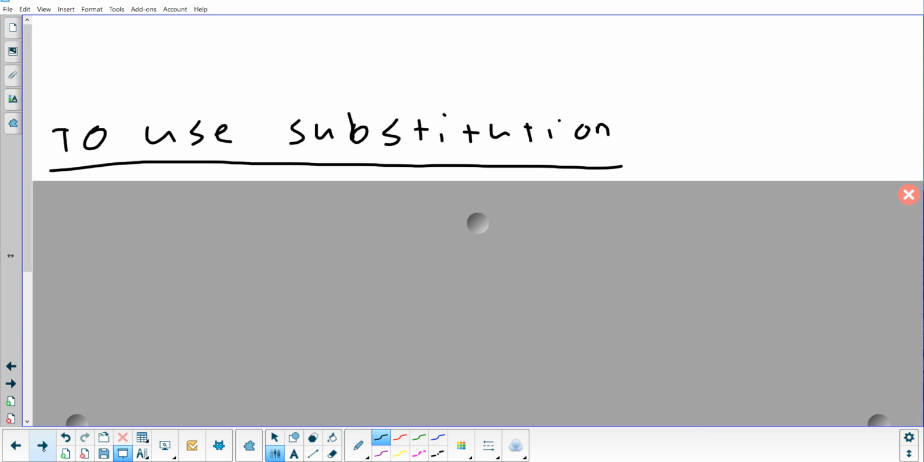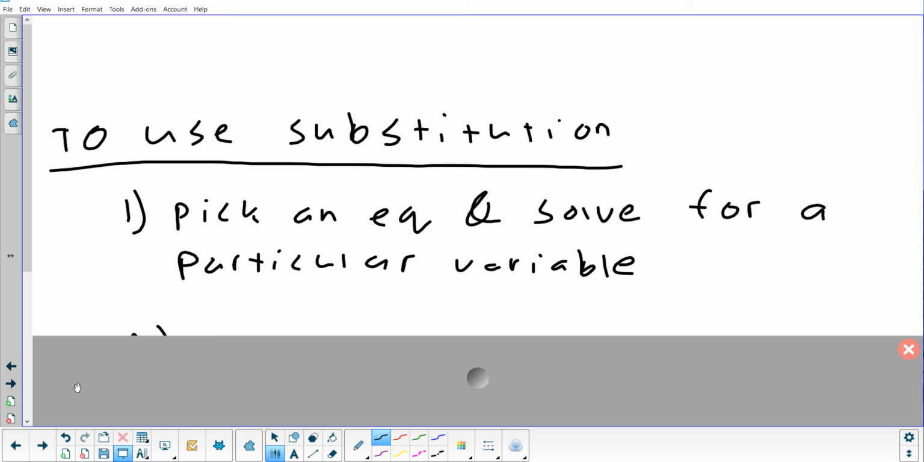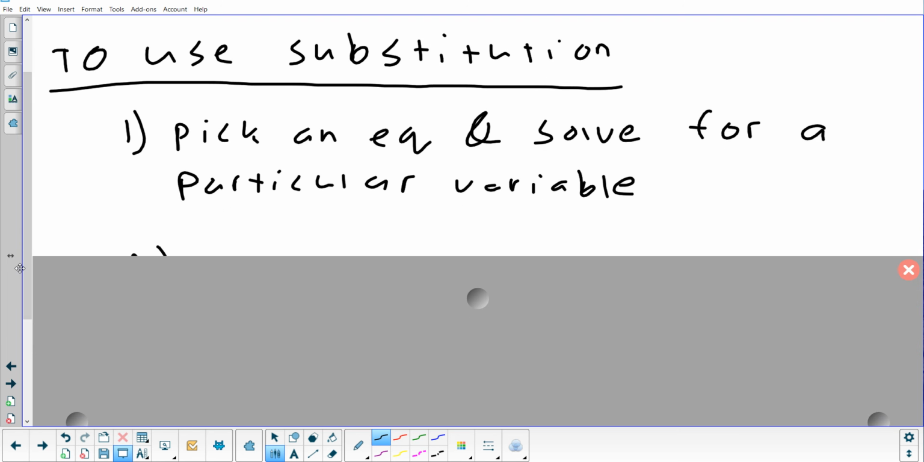In order to use substitution, the main idea is you take one of your equations and you isolate a variable. You get a variable by itself. Which variable you want to get by itself doesn't matter. Pick whichever one is easier. So pick an equation, preferably the easier one, and then pick a variable to get by itself. Once you do that, you're going to take what you did in the first step and plug it into your second equation.